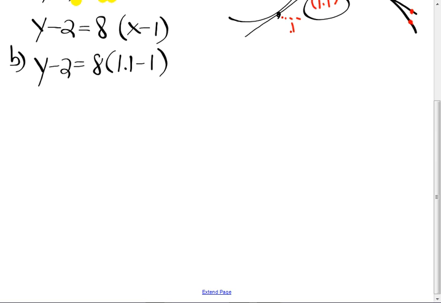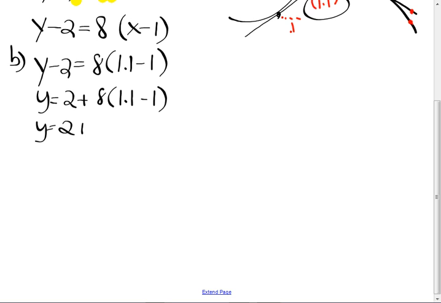And then you're going to solve for y. So y equals 2 plus 8 times 1.1 minus 1. This is a non-calculator question. I don't need to simplify that. It's good enough. We're going to do it because we can. It's not that hard. But I hate to see you get it wrong when you do this wrong.